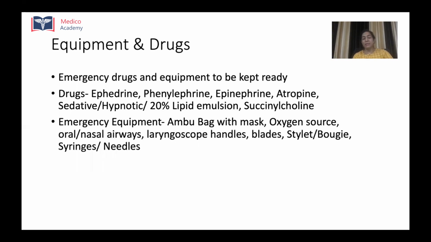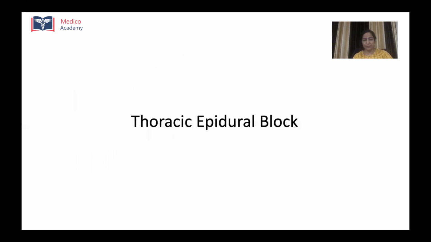At the same time, we should also have adequate preparation regarding the equipment as well as drugs. All the emergency drugs and emergency equipment, including the airways, laryngoscope handles, blades, bougies, stylets, syringes, needles, everything should be ready beforehand. Also, not to forget the entire local anesthetic systemic toxicity protocol should be followed, and 20% lipid emulsion should be kept at bay.